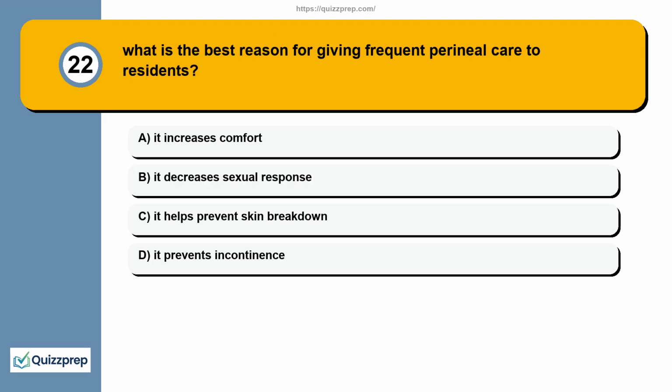Question 22. What is the best reason for giving frequent perineal care to residents? Option A, it increases comfort. Option B, it decreases sexual response.